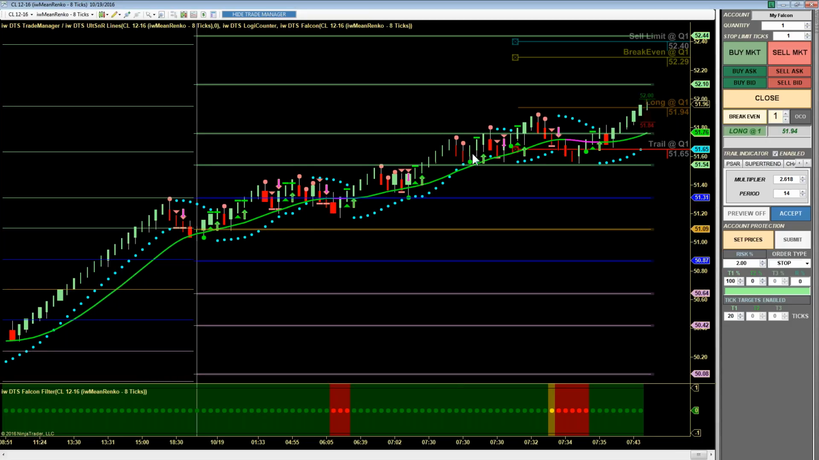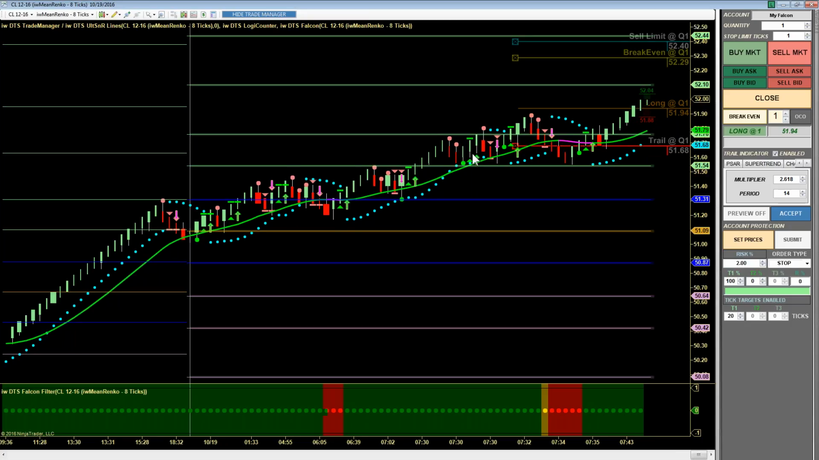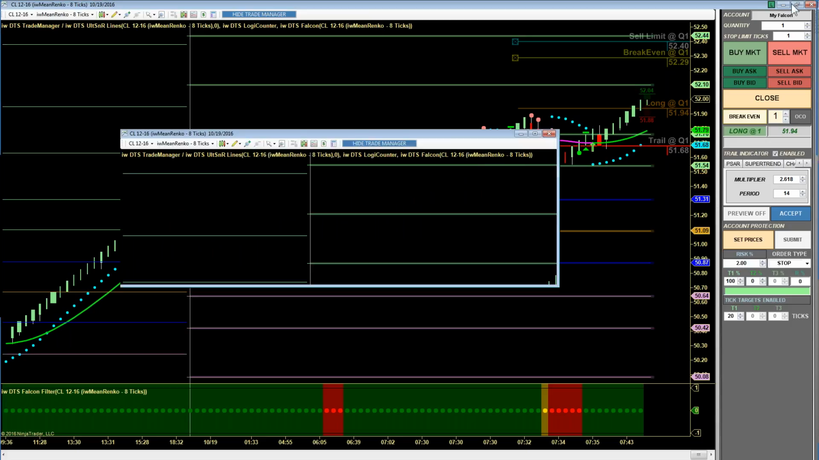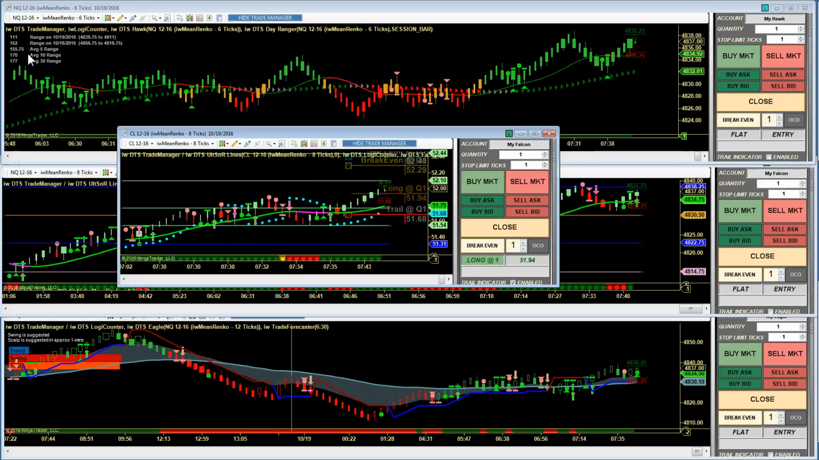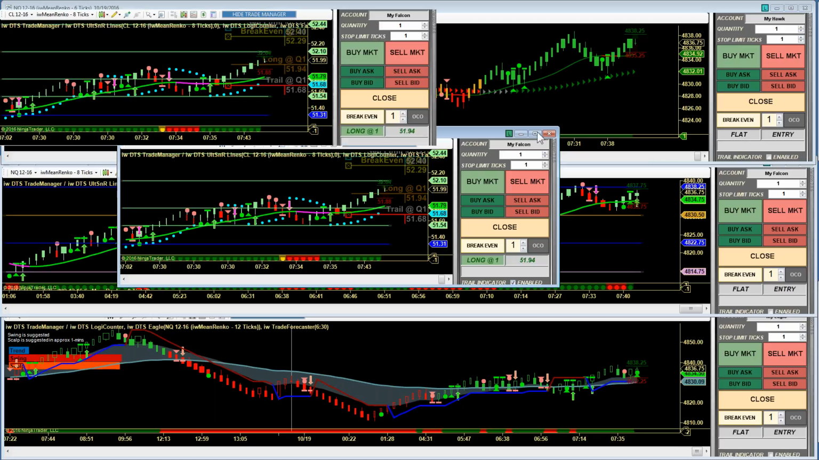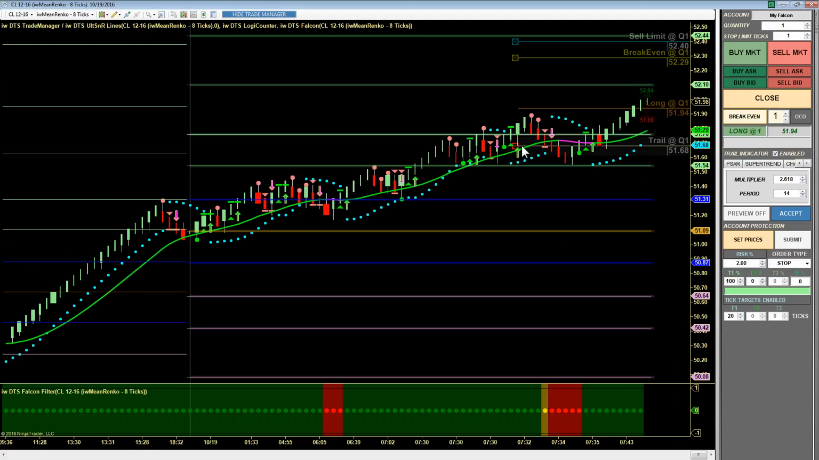Frank's asking, would you use a percentage of the day range as a target? Yes, you can do that also. Referring back now to the Day Ranger tool, and that too is one of these system add-ons, a standalone type tool? Yeah, definitely. You can use a percentage of the daily range as a target.